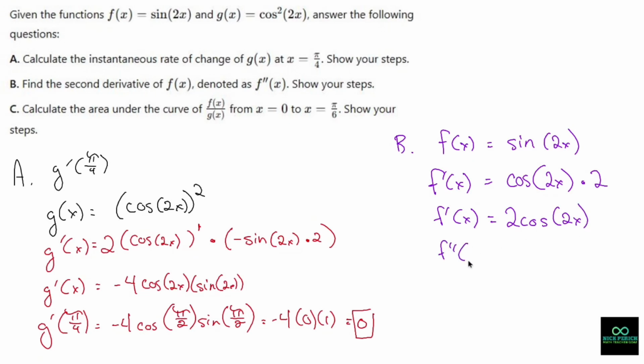F double prime is the derivative of what we just came up with. So 2 still lives there. Cosine is going to become negative sine. Take the derivative of the outside, keep 2x, which is the inside, and then multiply everything by the derivative of the inside, which is 2. So very similar to what we saw over here. But this cleans up to f double prime of x equals negative 2 times 2, so negative 4 sine 2x.